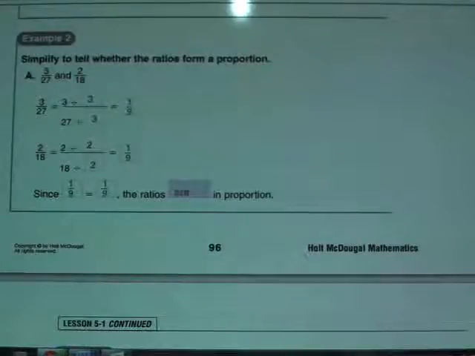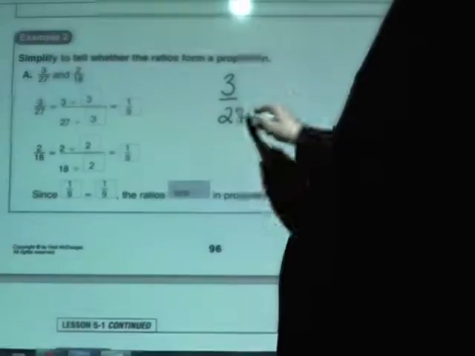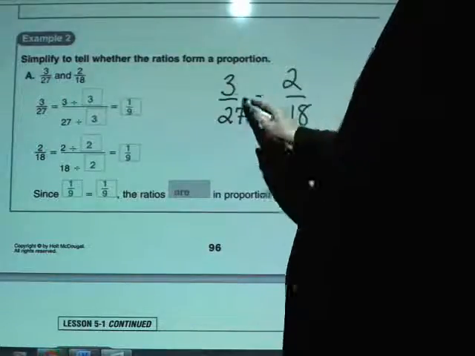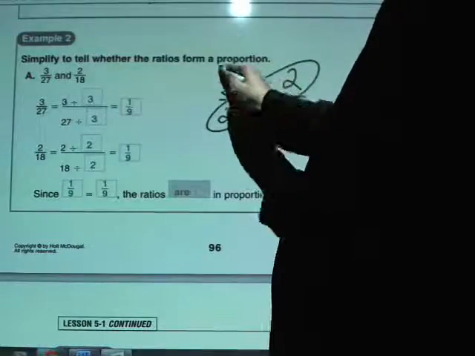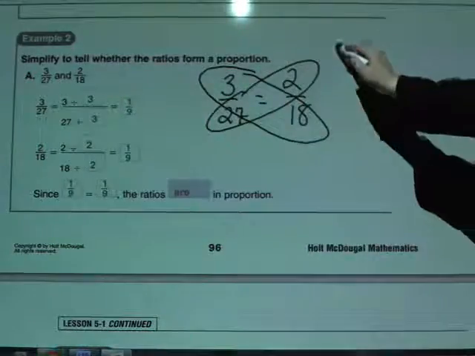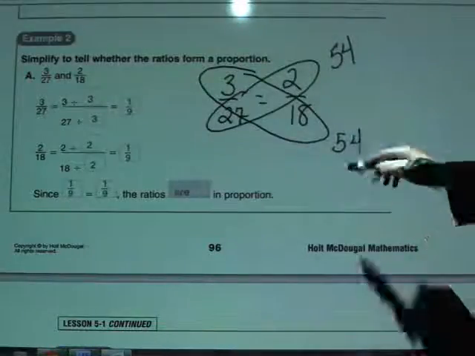The other thing you can do, which is something most of you are really familiar with and probably quite good at, is you could write these out with an equal sign between them. And what you would do then is you would cross multiply. And what's going to happen is you're going to get two products there. 27 times 2, which is 54, and 18 times 3, which is also 54.